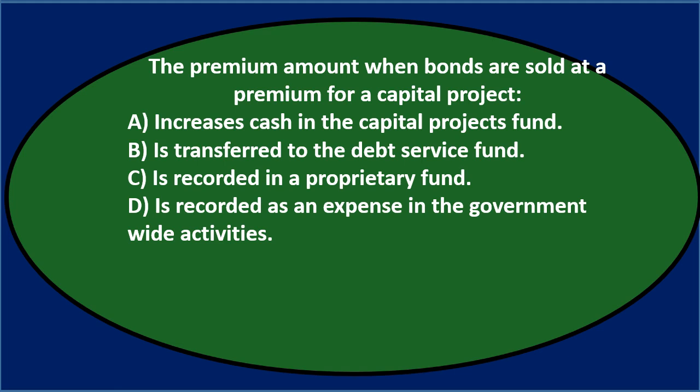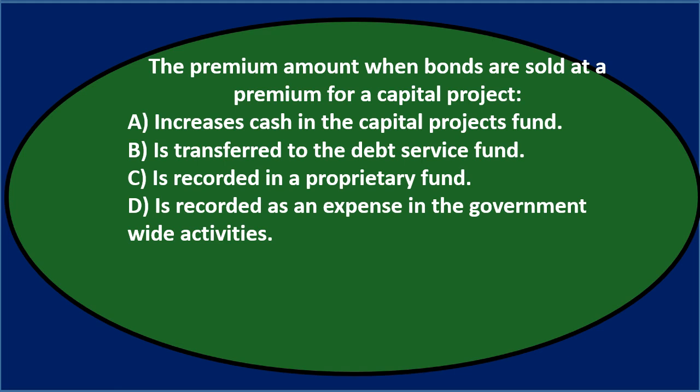The premium amount when bonds are sold at a premium for a capital project, either A, increased cash in the capital project fund, B, is transferred to the debt service fund, C, is recorded in a proprietary fund, or D, is recorded as an expense in the government-wide activities.